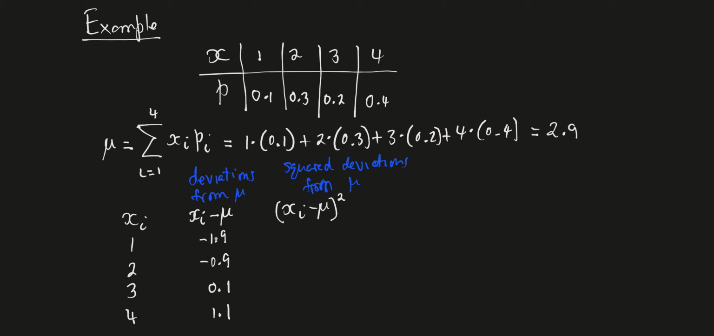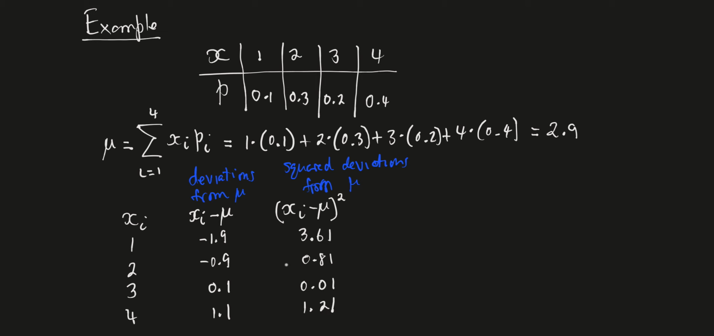So if we square the negative 1.9, we will get a positive 3.61. If we square the negative 0.9, we'll get a positive 0.81. If we square the 0.1, we'll get 0.01. And if we square the 1.1, we'll get 1.21.